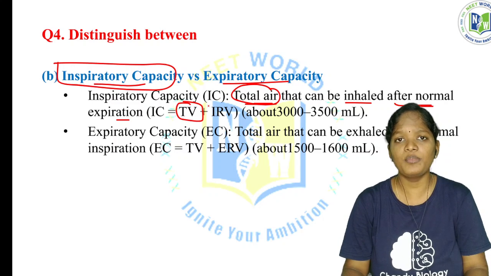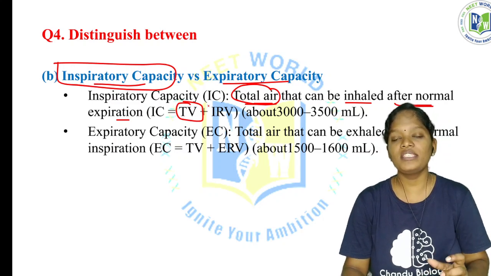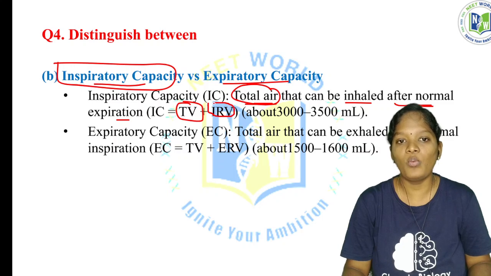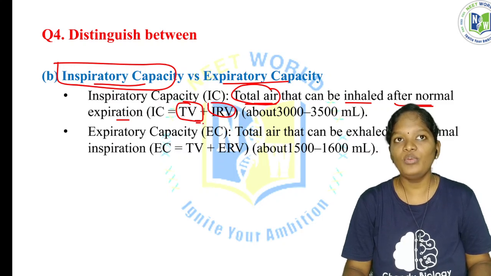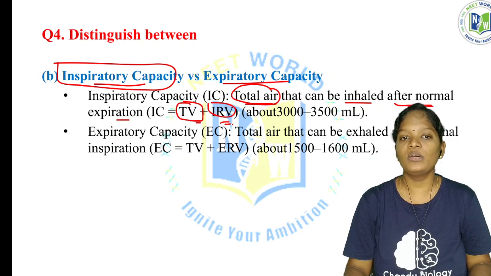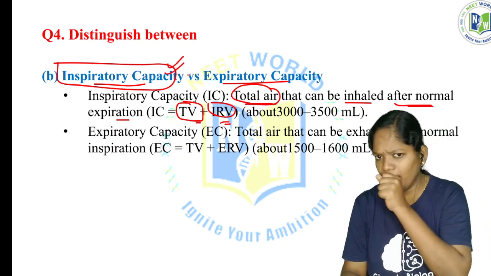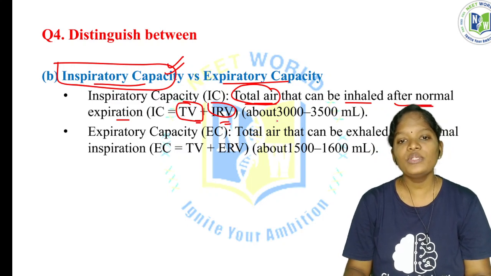After the normal inspiration, our lung has the capacity to inhale some extra air. That is the inspiratory reserve volume. So this tidal volume plus the inspiratory reserve volume is called the inspiratory capacity. That accounts for 3000 to 3500 ml.